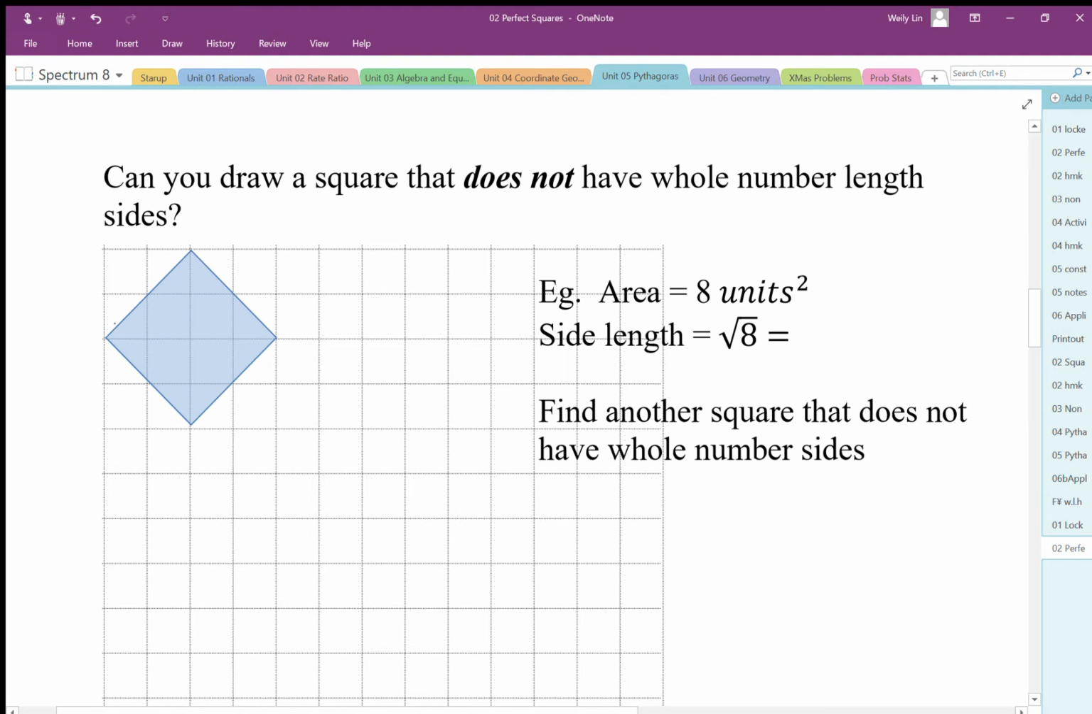This edge is exactly the same as this edge, exactly the same as this edge, exactly the same as this edge. And the angles between the lines are all 90 degrees, so this is definitely a square. But it's not a perfect square because the side length is not a whole number. So we can measure the area here by just chopping it up.